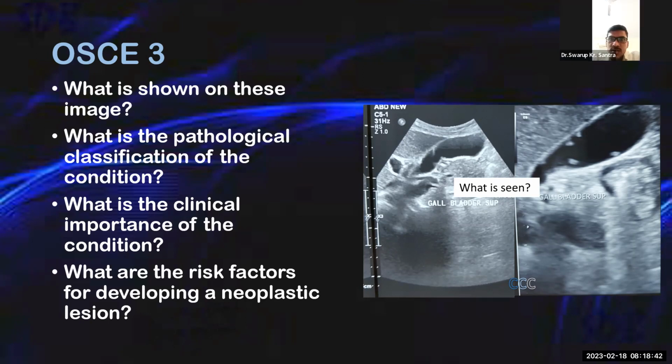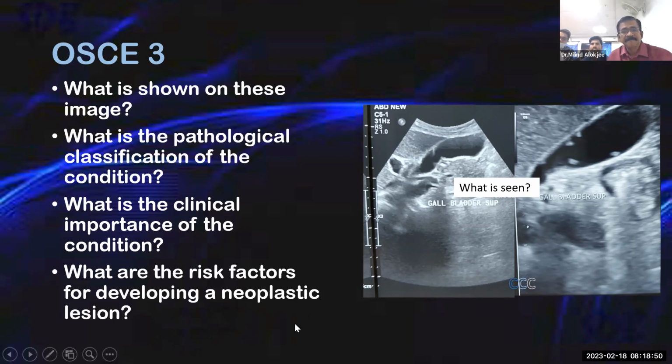It's polyps. Polyps, yes. That is the difference. You will not find an acoustic shadow. Next question is this: what is the clinical importance of this condition? Oh, no, before that, what is the pathologic classification of the condition? What is the pathological classification of the lesion on the right side?